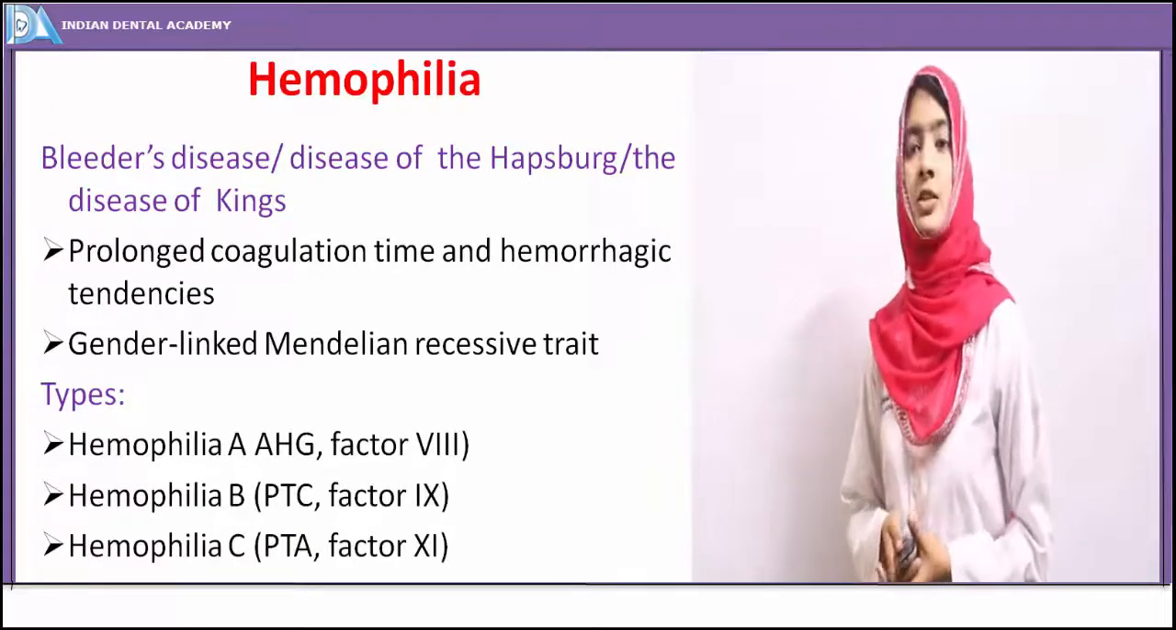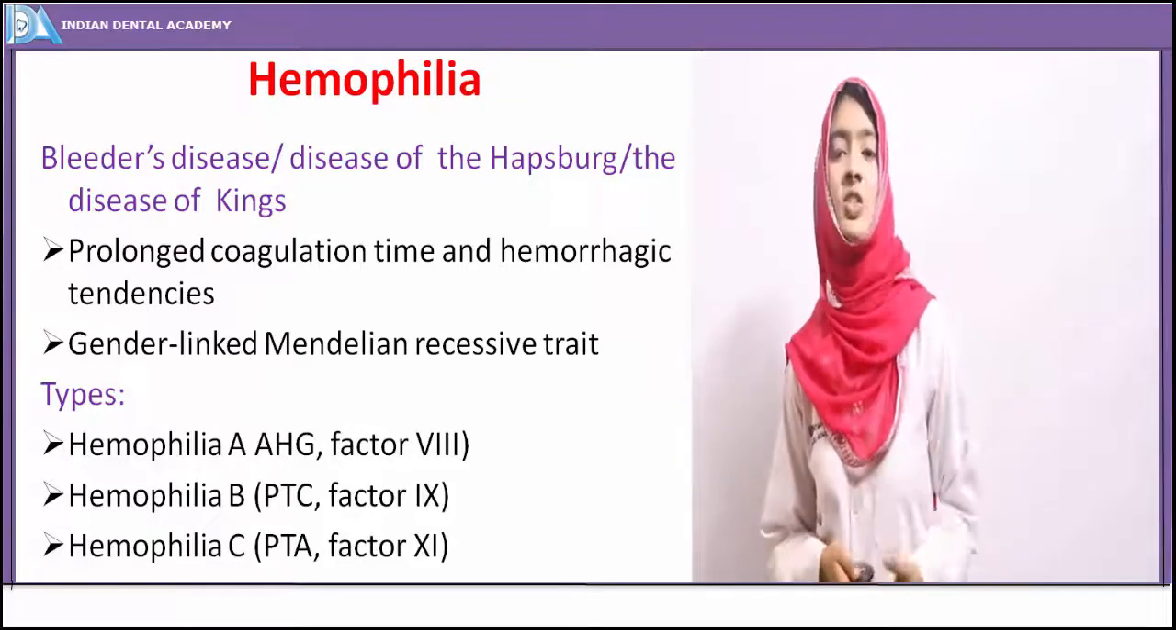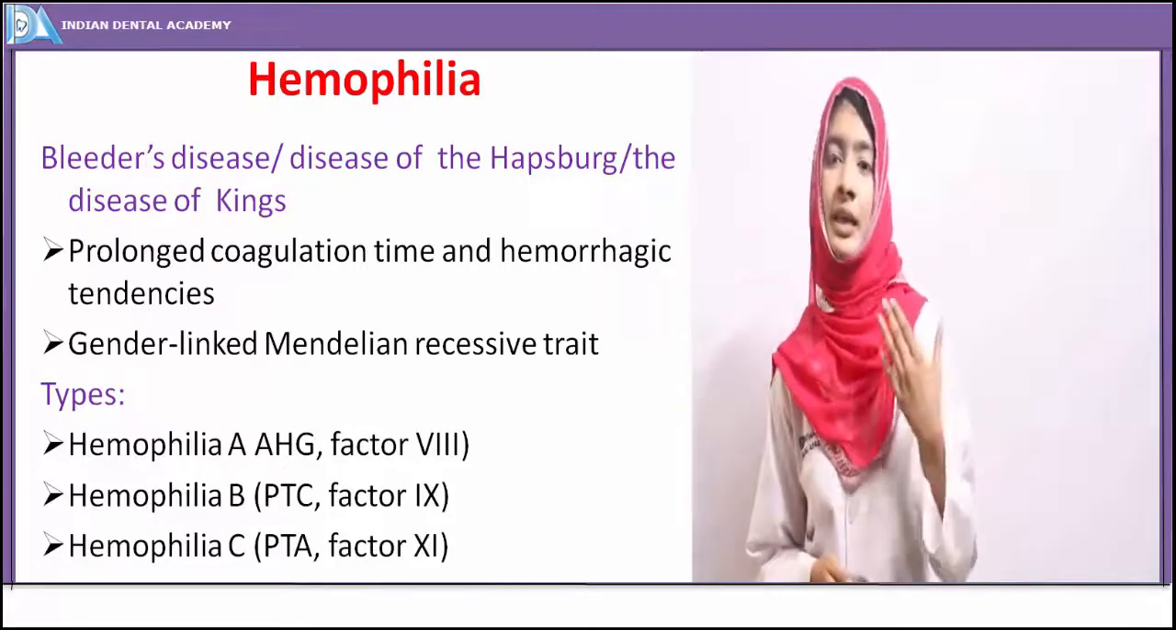Hemophilia. Hemophilia, it's also known as bleeder's disease or King's disease or the disease of the Habsburgs. It's basically a hereditary disease.